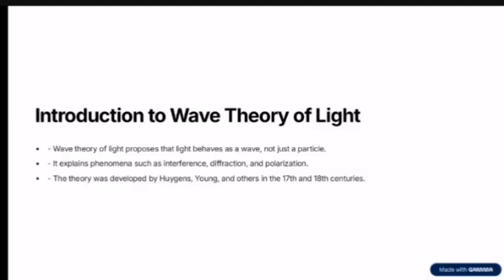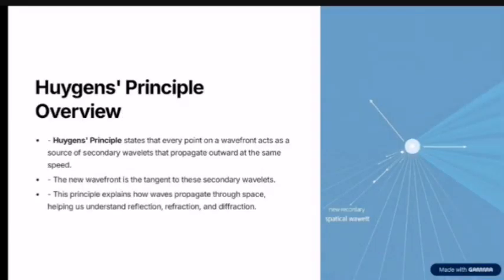So let's head into the Huygens principle. The Huygens principle states that every point on a wavefront acts as a source of secondary wavelets that propagate outward at the same speed. At first read of this principle, it does not make any sense. What is a wavefront? What are wavelets? What is the meaning of all this? So let me try explaining what this principle is trying to state. It's specifically talking about light.